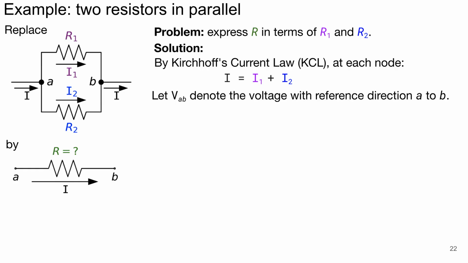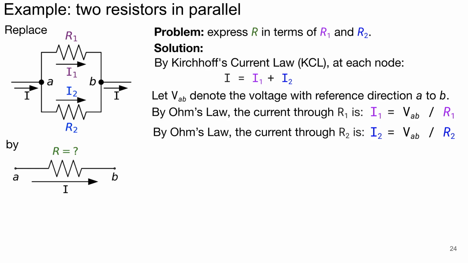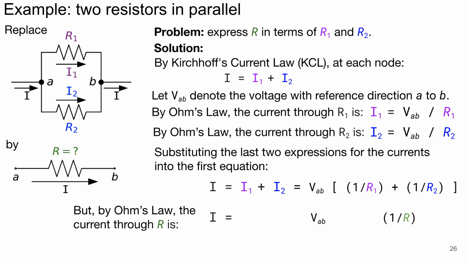If now VAB is the voltage between these nodes, in the reference direction shown by the arrows, then Ohm's law allows us to calculate each of the currents I1 and I2. Adding the expressions for the two currents, and using Kirchhoff's current law, we are able to express current I in terms of voltage VAB and the two resistances R1 and R2. Now applying Ohm's law to the proposed replacement, we obtain an expression for I in terms of voltage VAB and resistance R. Comparing the last two equations, we see how to relate the two parallel resistances and their proposed one replacement.